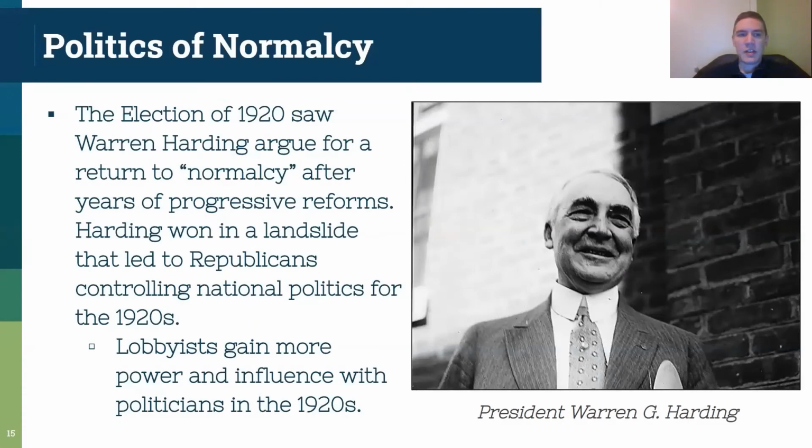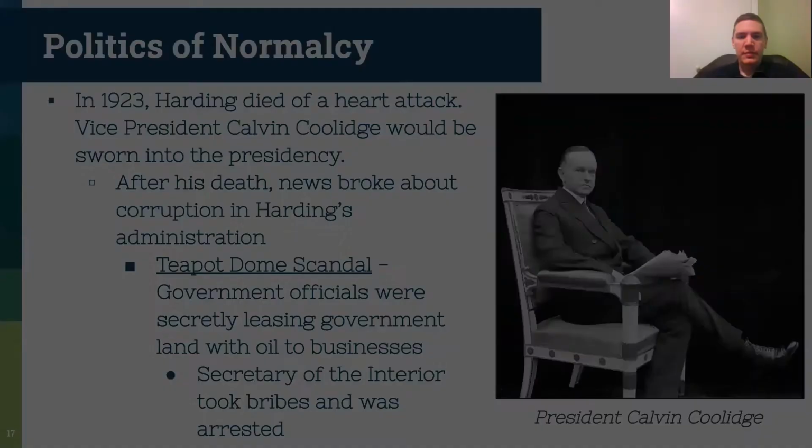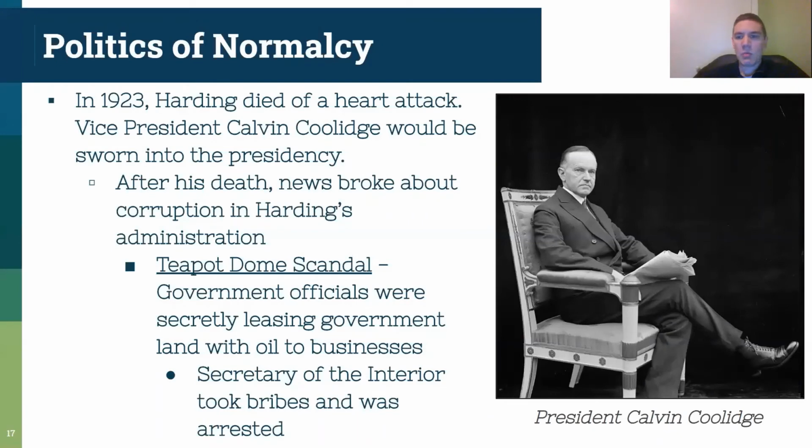Harding, he's president in the 1920s. Really, all we need to know about him is that he wants conservative politics where the government does not get involved with businesses. We also might want to know that his administration had a lot of scandal, like the Teapot Dome scandal, where government officials were leasing government land with oil to businesses. However, Harding died, and Calvin Coolidge became president before any of this was released to the public.